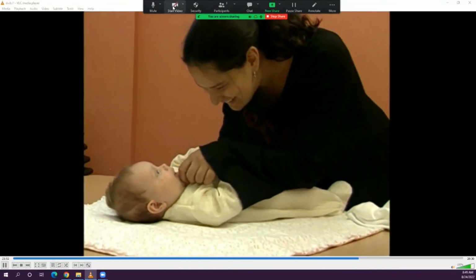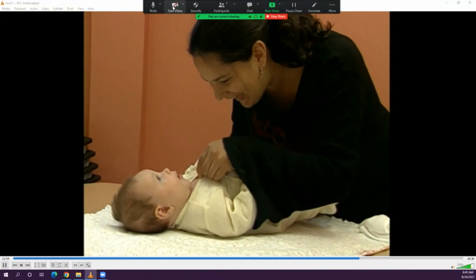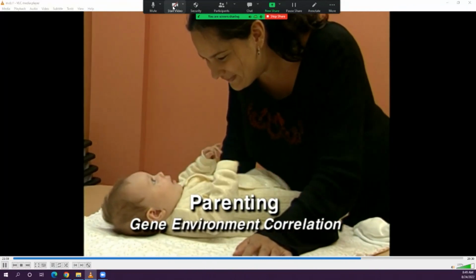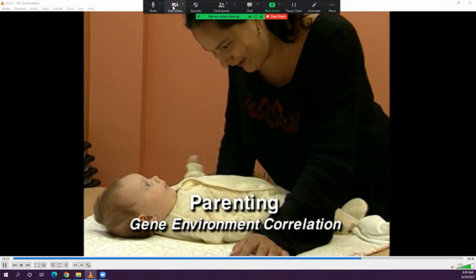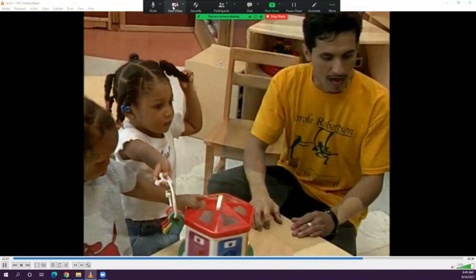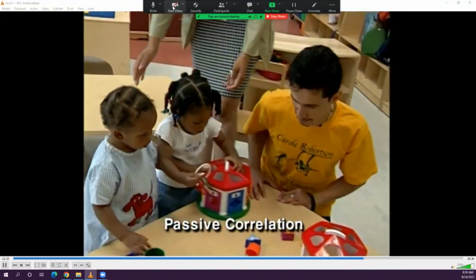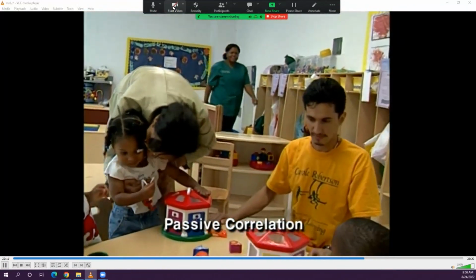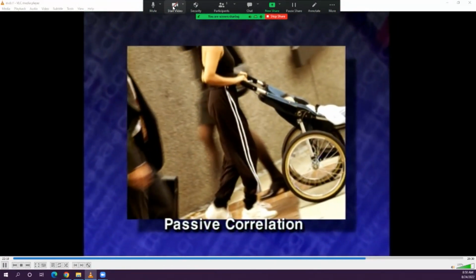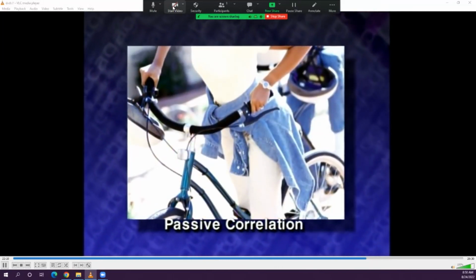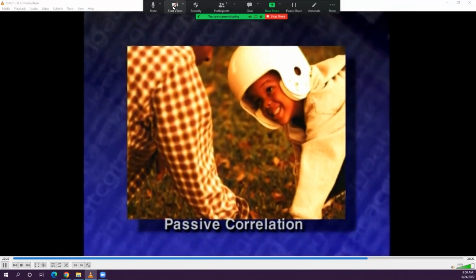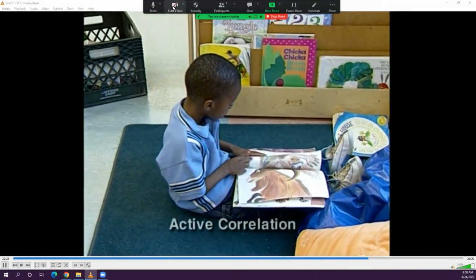Sandra Scarr and other developmental psychologists have addressed the importance of parenting. They have postulated the gene-environment correlation, which is that parents respond to the genetically driven characteristics of their children. Passive correlation: genes influence both a child's environment and heredity. Passive because the child does not control it. An athletic parent provides both a genetic tendency for the child to be athletic and also encourages athleticism in the child.